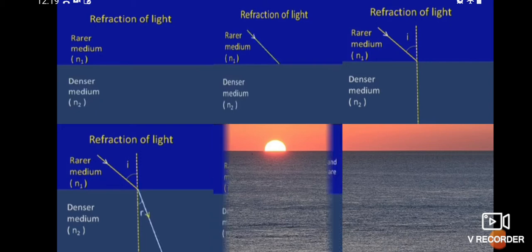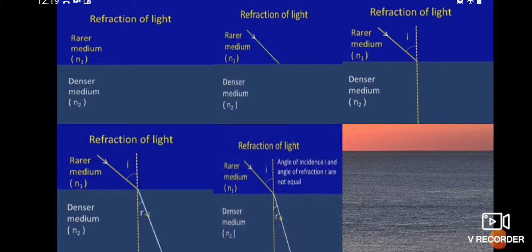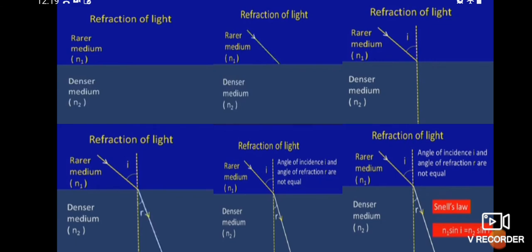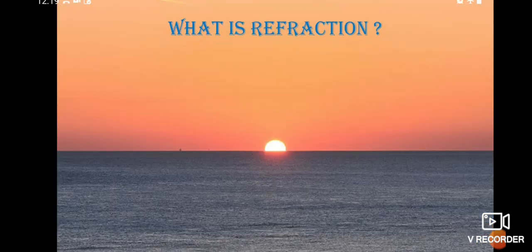Here Snell's law is also applicable. The angle of incidence I and angle of refraction R are not equal. Hence Snell's law is going to be applicable here. So what is Snell's law? N1 sin I is equal to N2 sin R. Okay, next, so this is all about refraction of light at plane surfaces.